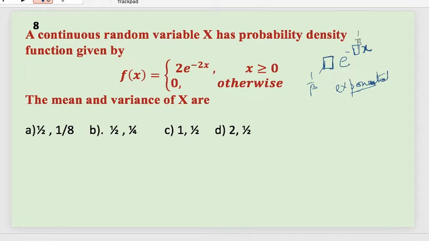So it means my 1 upon beta value is given as 2, so beta is equal to 1 by 2. So we can retrieve the parameter. In the exponential distribution there is only one parameter, which is beta, and the moment we get beta, the mean is equal to beta and the variance is equal to beta square. So it means half and half square. So it is option B.